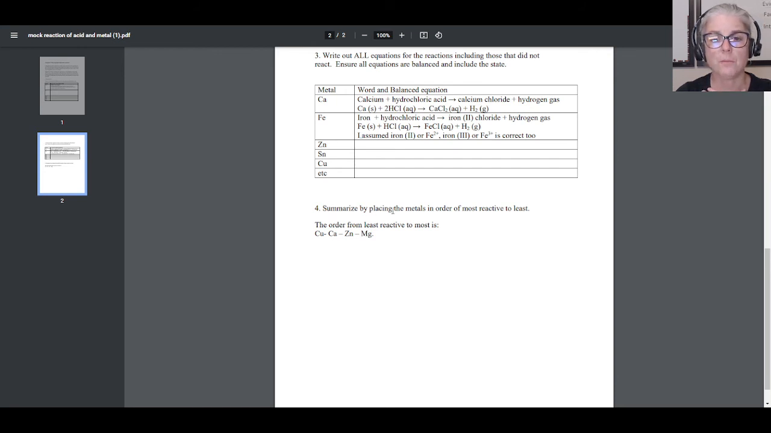And the last one was to summarize by placing the metals in order. Always start with the sentence: The order from least reactive to most is, and then I just made up some. They're not right, by the way. And I had to clearly say which way I was going. Most people like to go from most reactive to least. That's your choice. Just make sure you're clear in doing that.